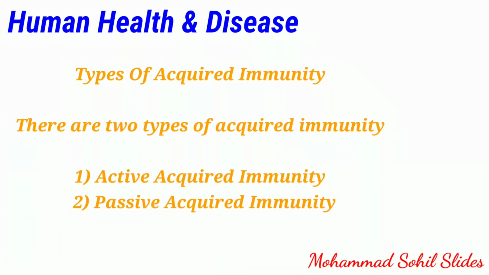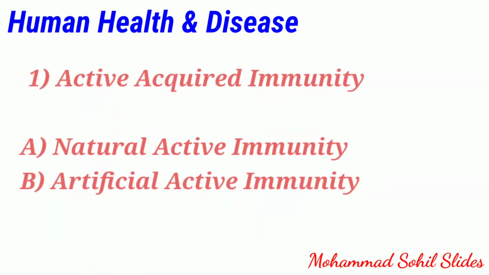Now coming to the types of acquired immunity. There are two types of acquired immunity, that is active acquired immunity and passive acquired immunity. Let's see first. That is active acquired immunity.